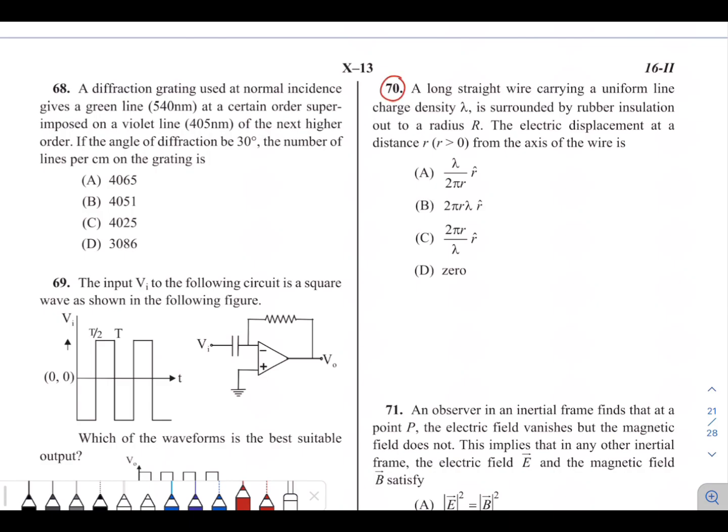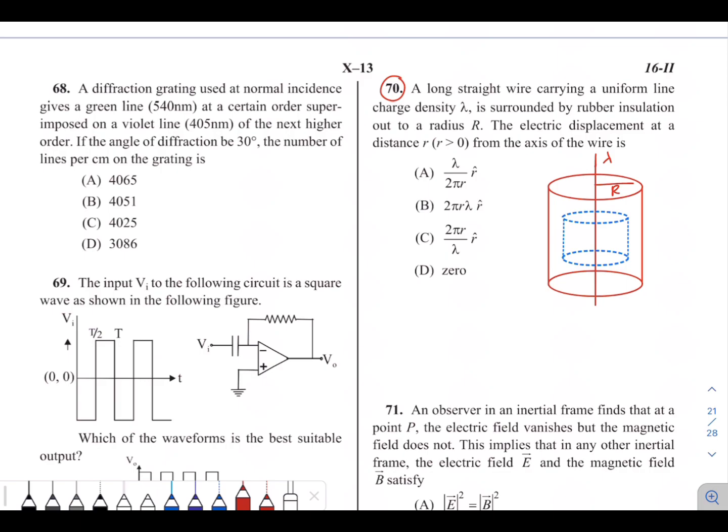Problem 70. A long straight wire carrying a uniform line charge density lambda is surrounded by rubber insulation out to a radius capital R. The electric displacement at a distance r greater than 0 from the axis of the wire is. So we have the following situation. Here this radius is capital R and this is the line charge with density lambda.